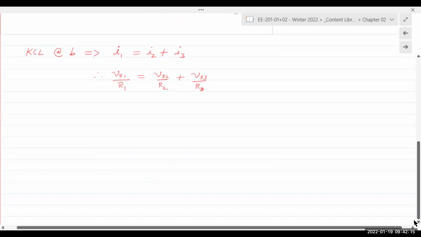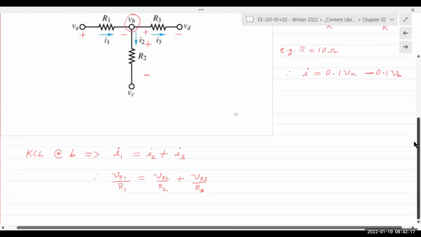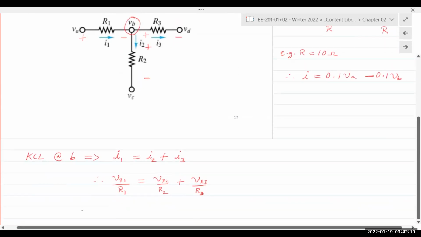So VR1 is basically VA minus VB, VR2 is VB minus VC, and VR3 is VB minus VD.